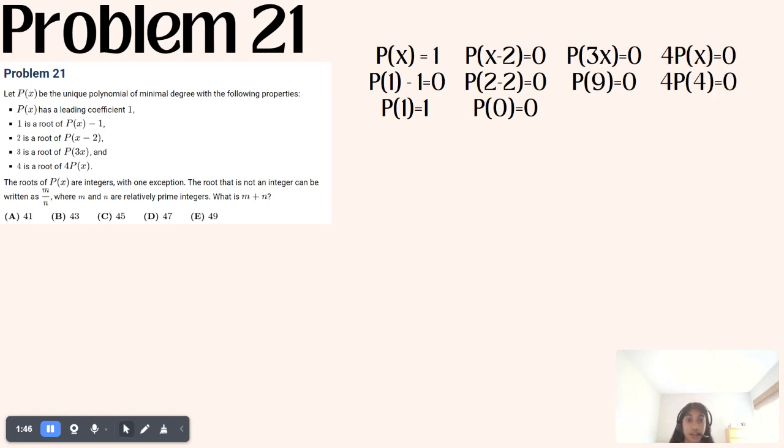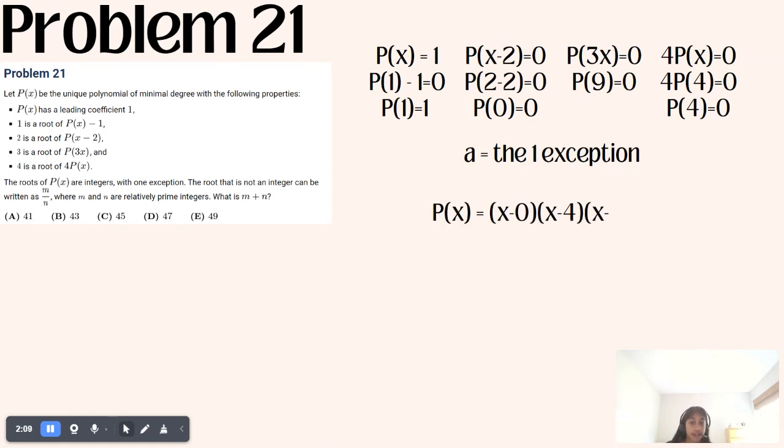And the last one, we have 4 is a root of 4P(x). That means that 4P(x) is equal to 0. Since 4 is a root, which is a solution, 4P(4) is equal to 0, so P(4) is equal to 0. And then we solve the problem. So say that there's one exception. Let's say a is that one exception.